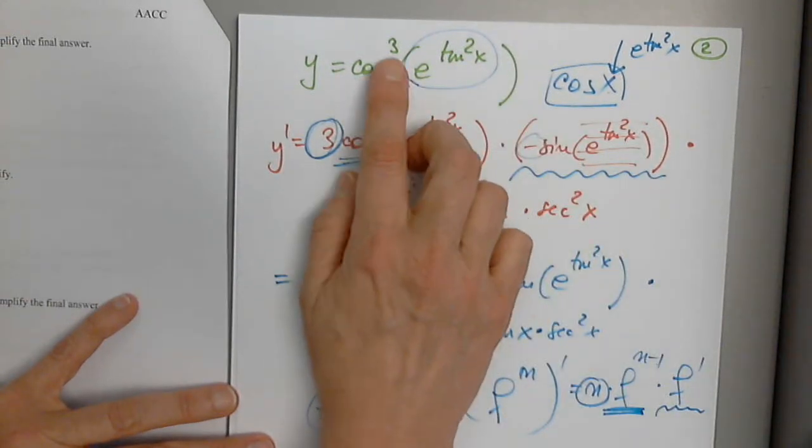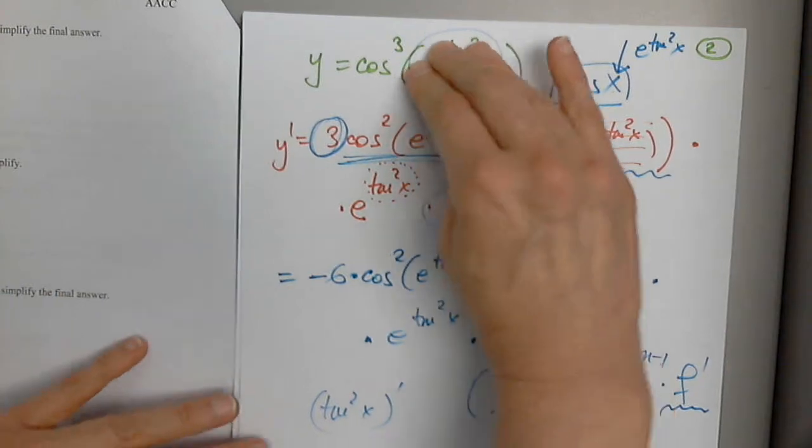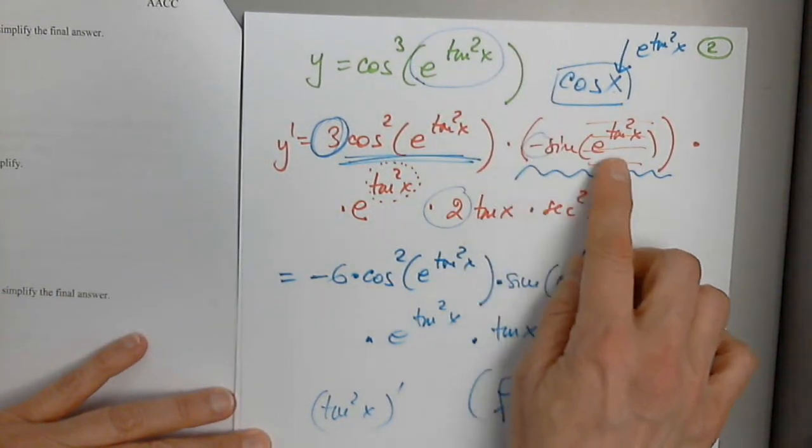So this is like saying cosine cubed of x. I will have 3 cosine squared times negative sine x. But I don't have x. So that's why I have negative sine of this. Okay.